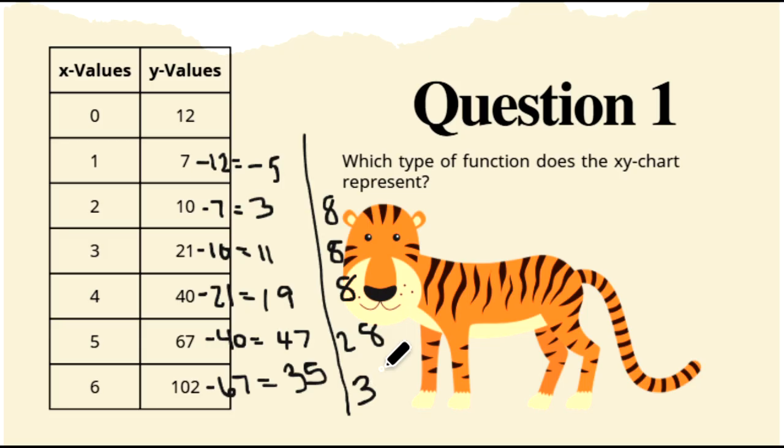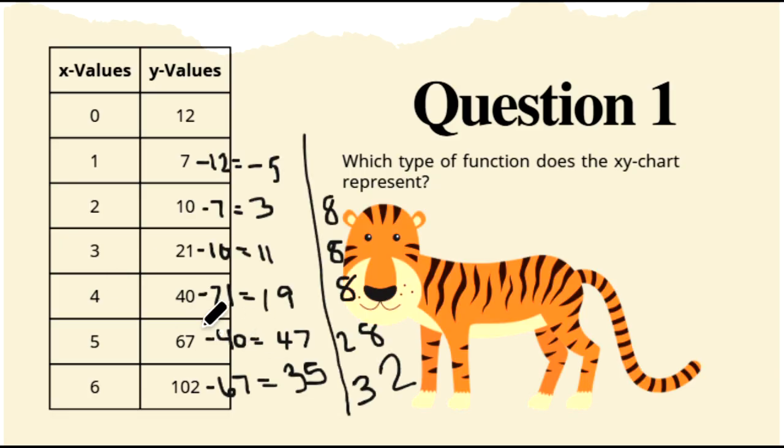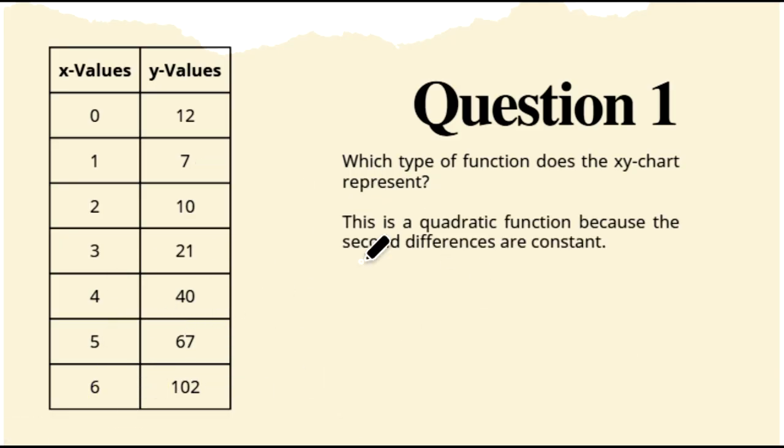Okay. So now what we're looking at is we have 8, 8, 8, which would indicate a parabola, and then 28 and 32, which would indicate factoring, right? A ratio. So let's come over here and see what they say. This is a quadratic function because the second differences are constant. So I probably did the math wrong here or typed something wrong here. This is quadratic because it's constant, so it would be a parabola, okay?